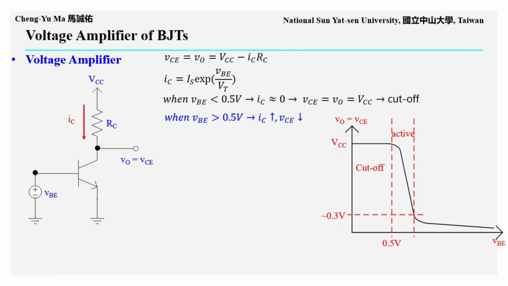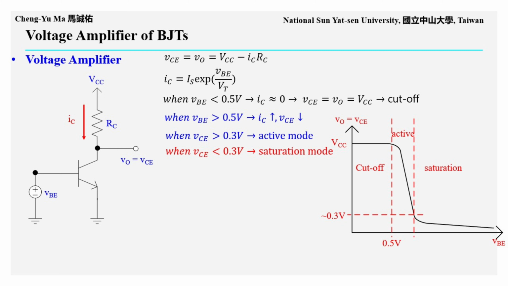When VBE becomes larger than about 0.5 volts, the collector current IC rises significantly. This increases the voltage drop across RC, so VCE, which is also the output voltage VO, begins to decrease. As long as VCE remains greater than about 0.3 volts, the BJT operates in active mode. The corresponding part of the transfer characteristic curve is shown in the diagram.